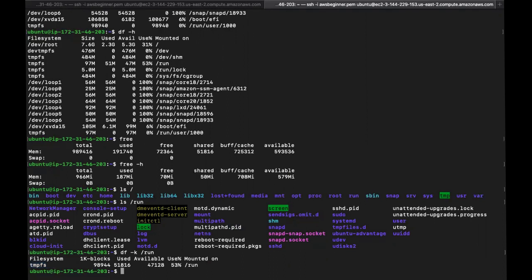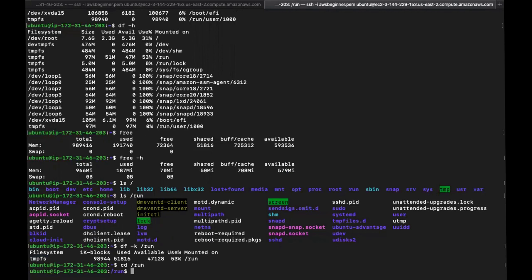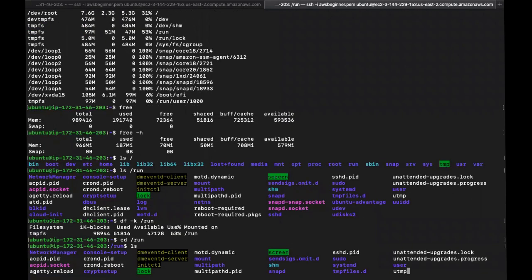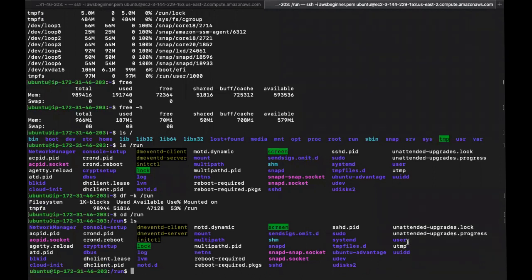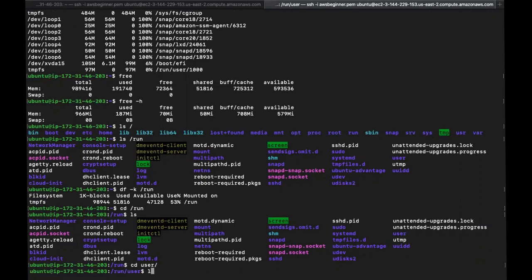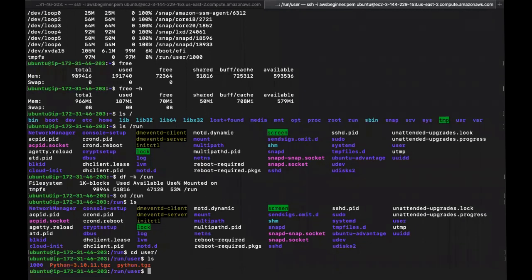Also, you could cd into run, and ls it. You'll find that we have temporary systems for the user, right? Temporary processes for the user. So if we cd into user, right? What you find is all of these processes that the user needs, especially this 1000 that you find here, which just shows you the ID for this particular user, right?